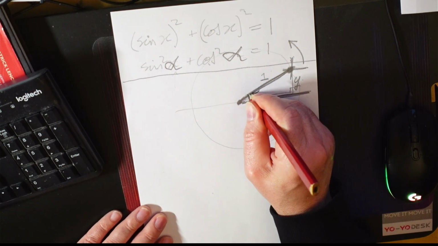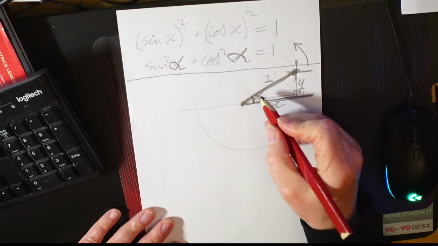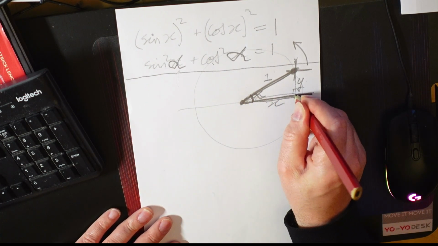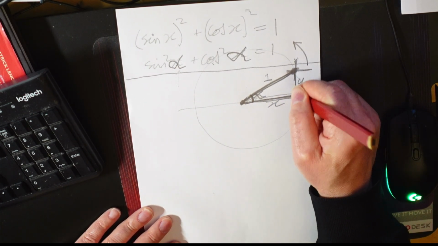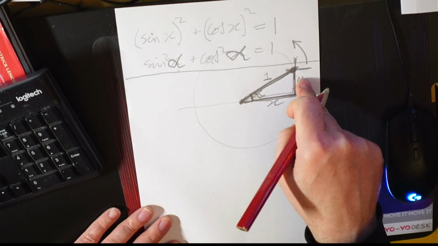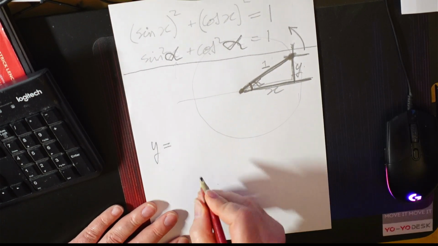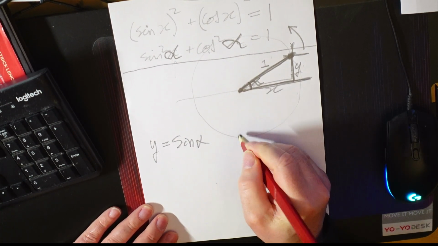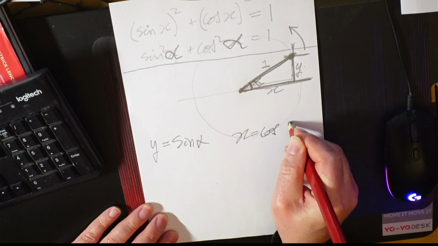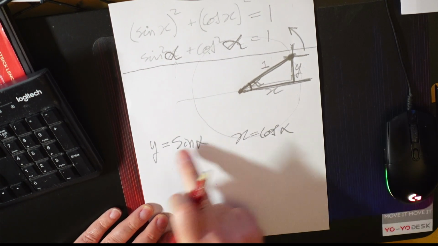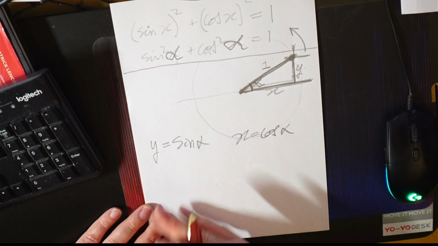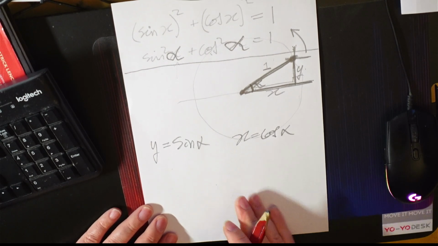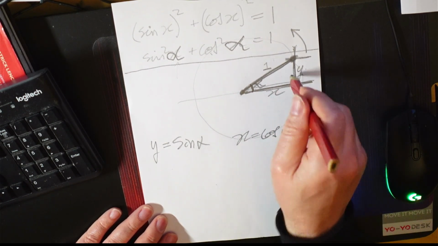And for any angle alpha, if this is a distance of 1, you can measure this x here, and you measure this y, and that y is the sine of alpha, and x is the cosine of alpha, because they're defined to be like this. Of course, people say, well, why are they like that? It's because we decided that they're like that. It's a standard.